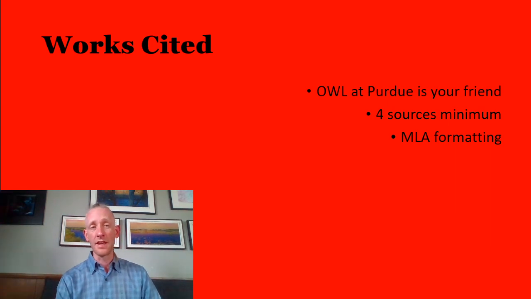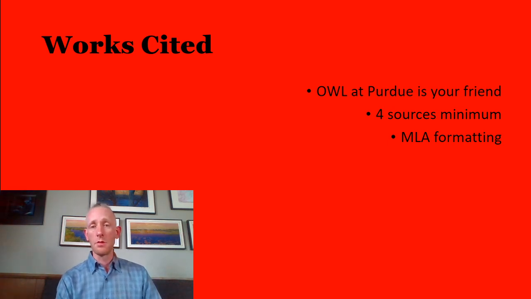The last thing that will show up in your multi-genre research process is the works cited page, and the works cited page will resemble every other works cited page you have constructed for this class. Note that OWL at Purdue is your friend. Familiarize yourself with it. Go to it with questions on MLA formatting. If you check out OWL at Purdue and you're still not sure how to best cite something, feel free to shoot me an email or a text message. I will be more than happy to get back to you.